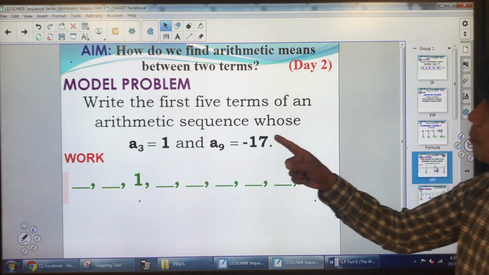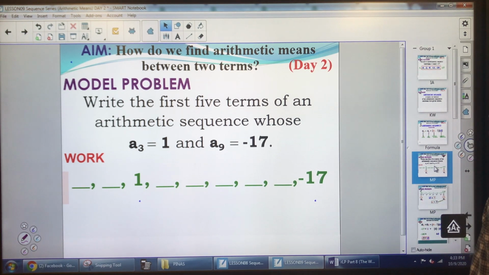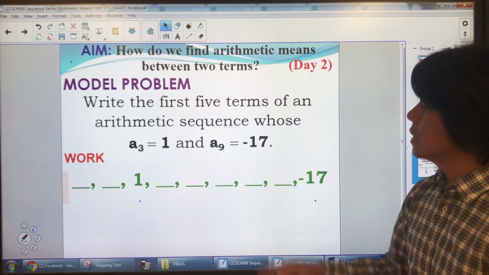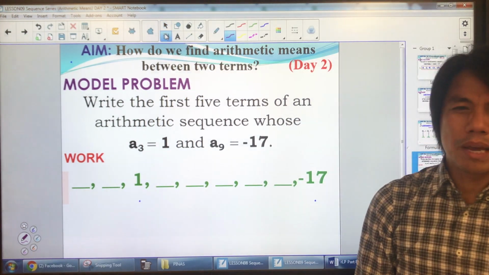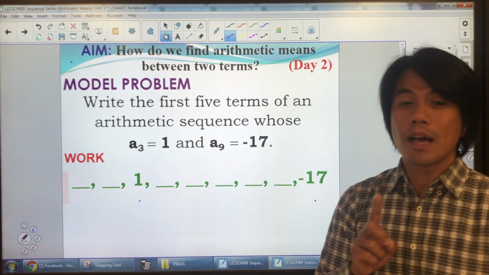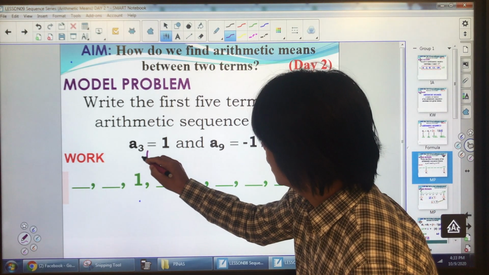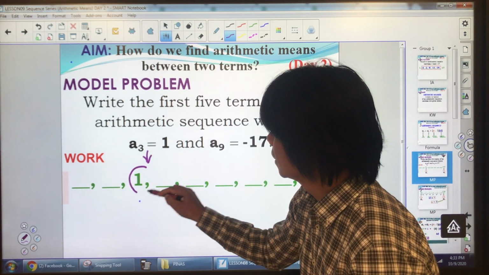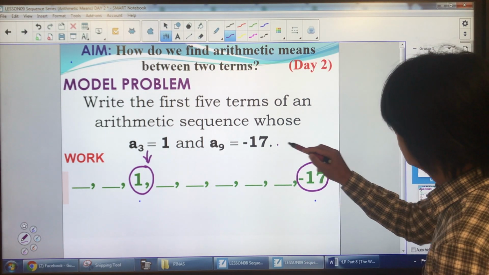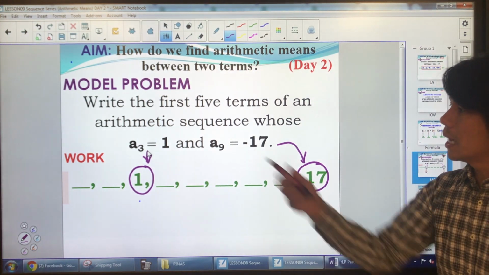Now let's go to the model problem. It says, write the first 5 terms of an arithmetic sequence whose a sub 3 is 1 and a sub 9 is negative 17. What makes this problem different from what we had before? A sub 1 is not given, nor a sub 2. They're giving us a sub 3, which is positive 1 and negative 17 is our 9th term, a sub 9.